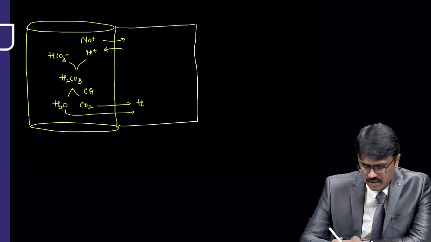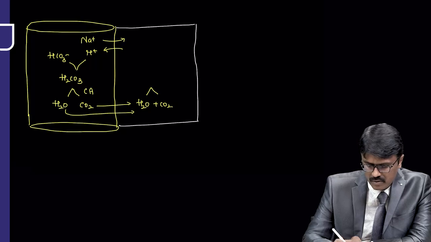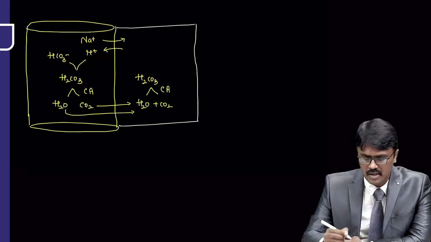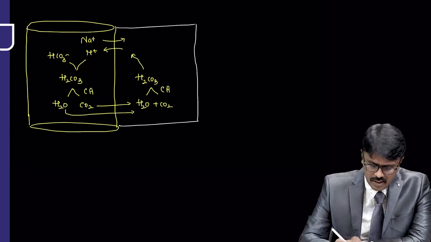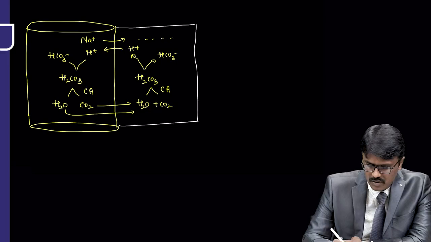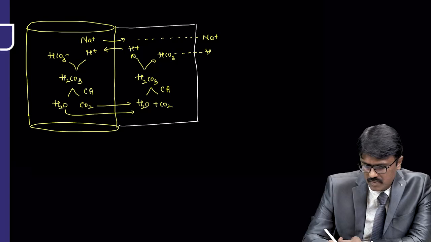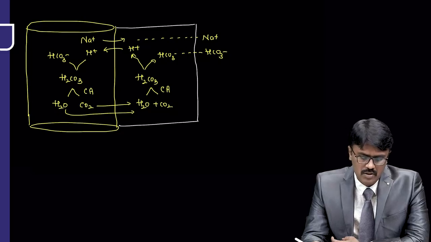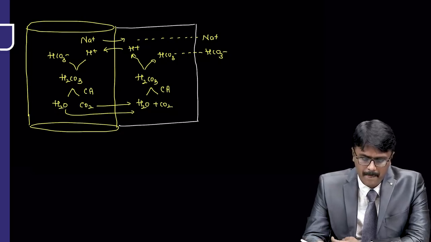So when they diffuse inside, H2O plus carbon dioxide will again combine to form H2CO3. So that is also mediated by carbonic anhydrase. Now again you get H plus here, and you will get bicarbonate here. So like this, the sodium is reabsorbed back and bicarbonate is reabsorbed back. This is the normal physiology. I'm not talking about drug now. So this is what happens normally.